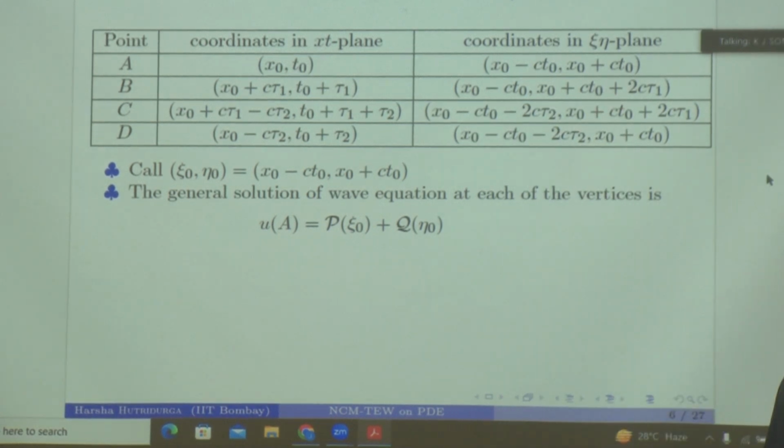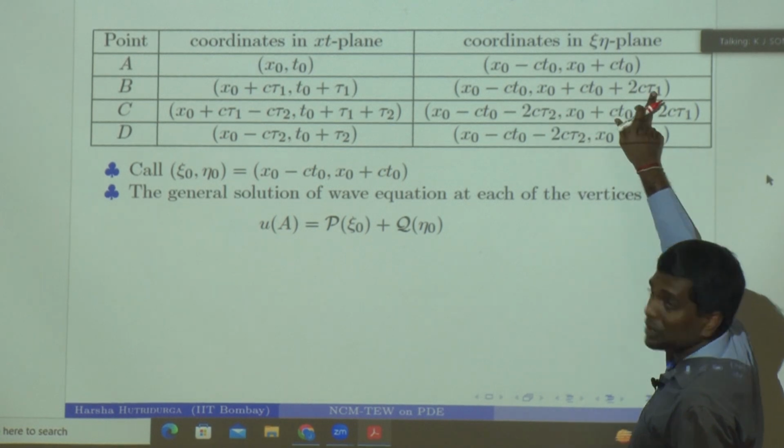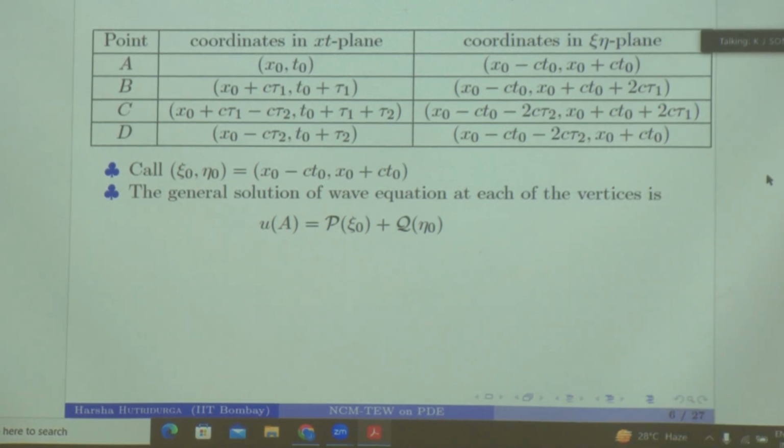The B map gets mapped to, this is A, which is psi naught, eta naught, and B gets mapped to, this is psi naught again, and this is eta naught plus something. Okay. Because your psi naught has not moved, B comes here: this is psi naught, and this is eta naught plus something, which is 2c tau 1. That is the B which gets mapped.